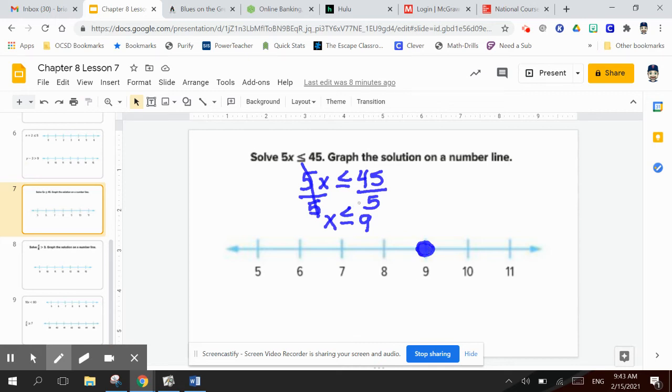All numbers less than 9, so that's 8, 7, 6, 5. So I've drawn my line or my arrow all the way to the left to represent all numbers less than 9. So if you have multiplication to solve to get our x value by itself, do the opposite, which is to divide.